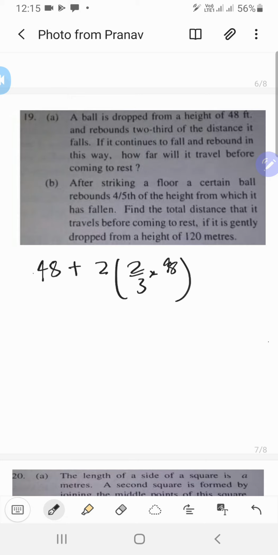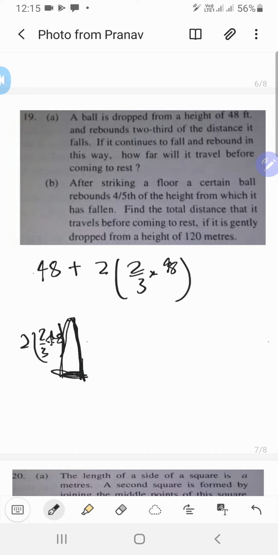because come on now, try to use logic over here: once it has completely fallen, I mean it has hit the ground, then it goes up to this 2/3 of 48 length, and then it falls down once again the same distance. So it's going to be 2 times this thing. That's the complete distance covered by it in this jump, this bounce.